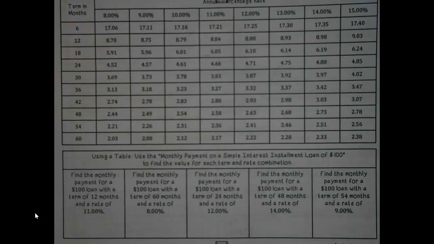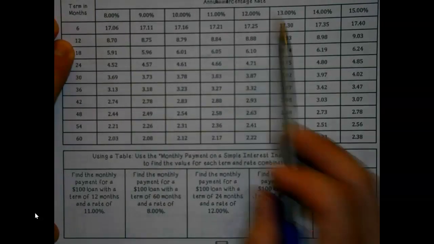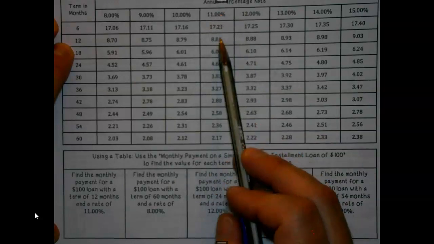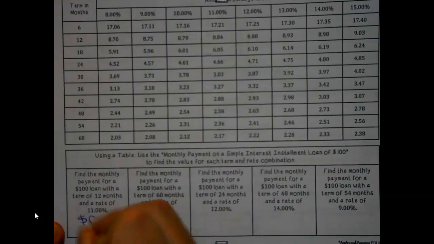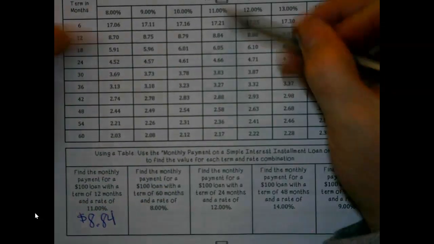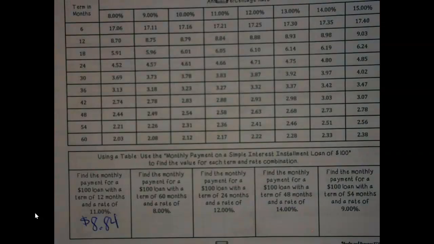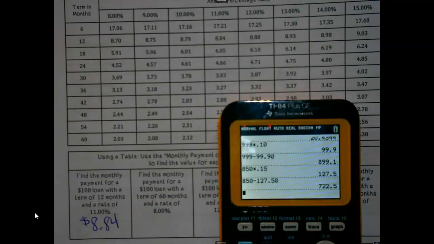Okay. Find the monthly payment for a $100 loan with a term of 12 months. Okay, here's 12 months. And a rate of 11%. So, you're like, wait, I just get to take it right out of the chart? You do. You're just going to follow over and go here. You're like, well, why does that makes no sense? So, if I borrowed $100 for 12 months at 11%, okay, let me grab my calculator here for a minute.